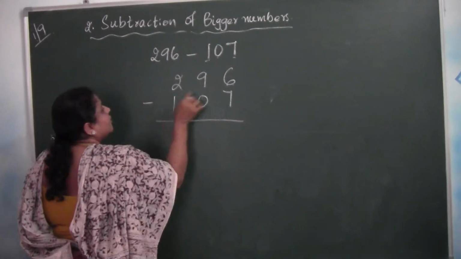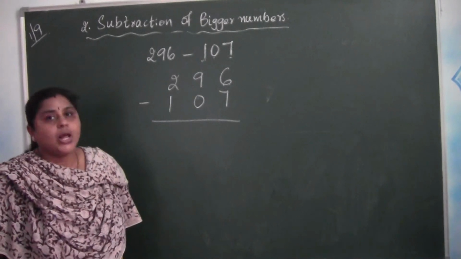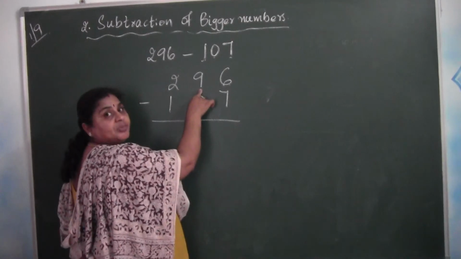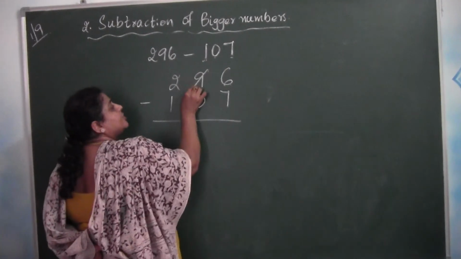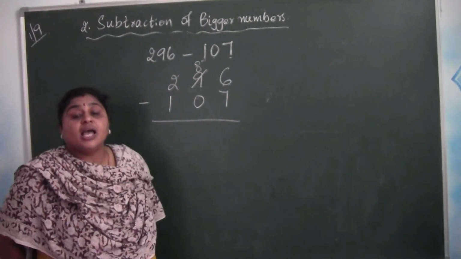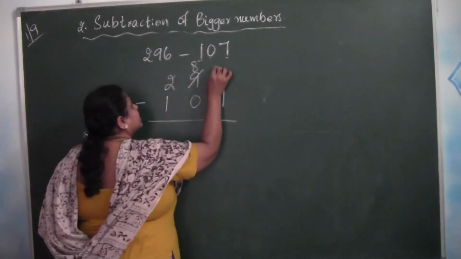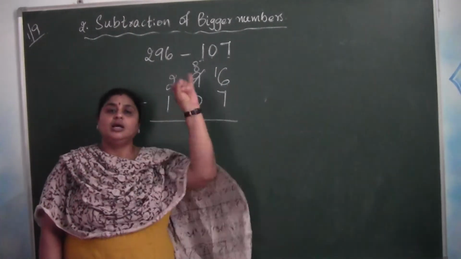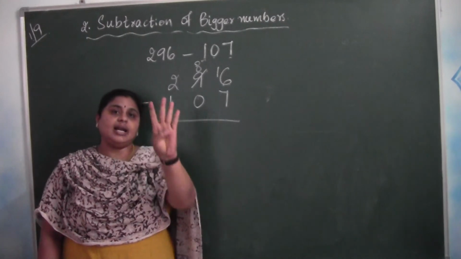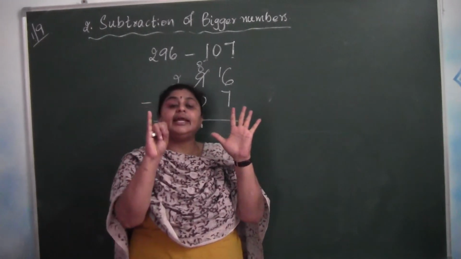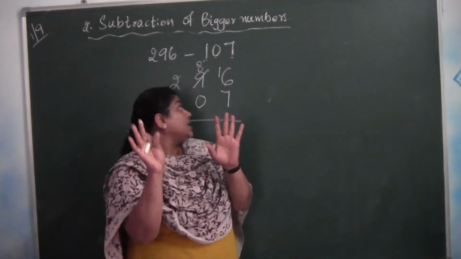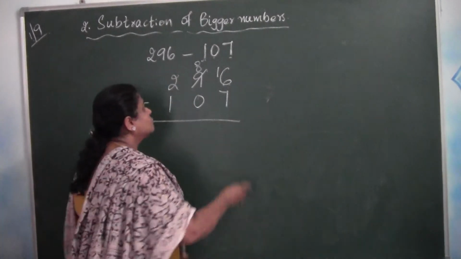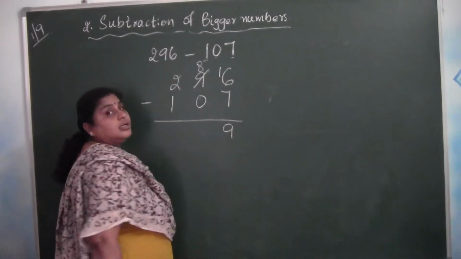Come on, subtract. Now from 6, can I take away 7? No. Then I am taking a borrow from 9. When I am taking a borrow from 9, what happens to 9? 9 changes to 8. That is its before number. And 6 changes to 16. Got it? Now start counting after 7. 8, 9, 10, 11, 12, 13, 14, 15, 16. How many fingers did I open children? 9 fingers. So 16 minus 7, 9.